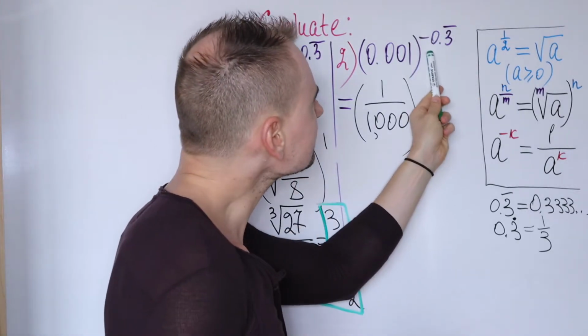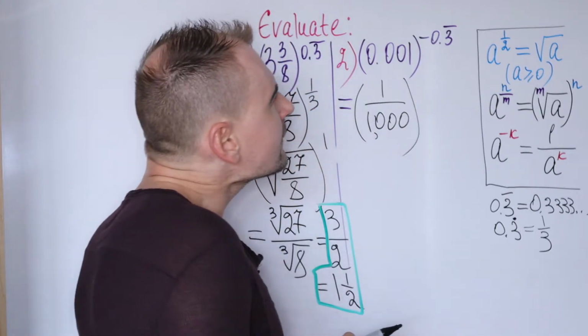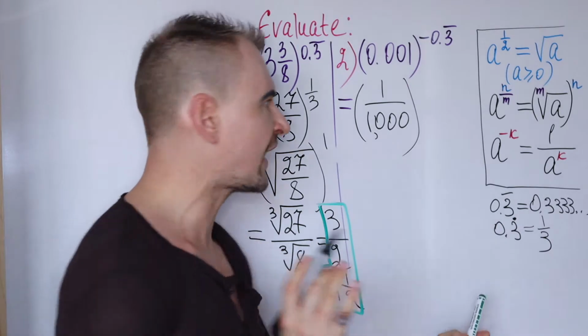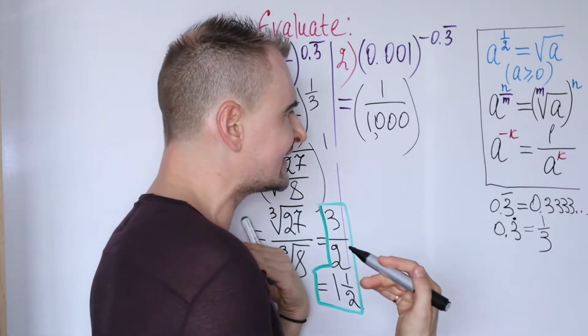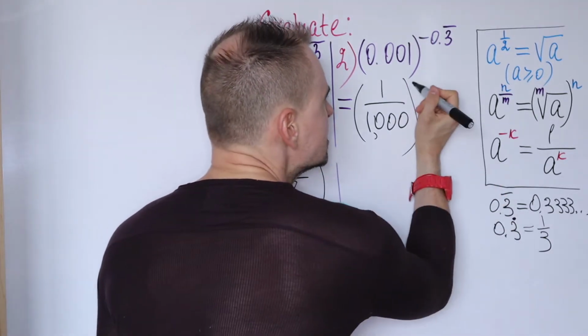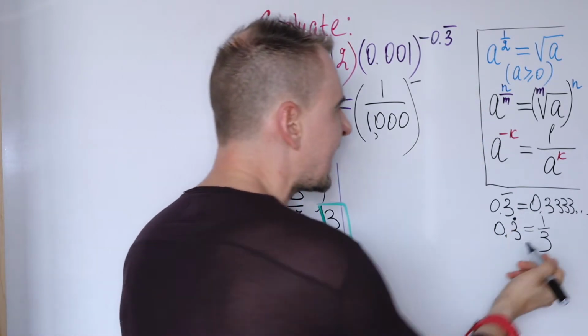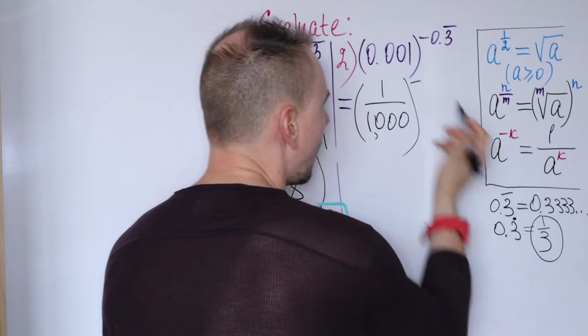Anyway, 0.3 recurring. So I'm going to rewrite it as a normal fraction, like we already discussed before. So you keep this negative, and 0.3 recurring is basically a third. It's 1/3.